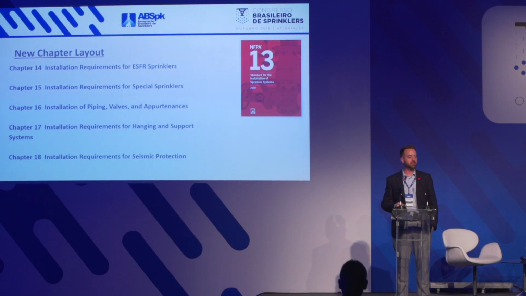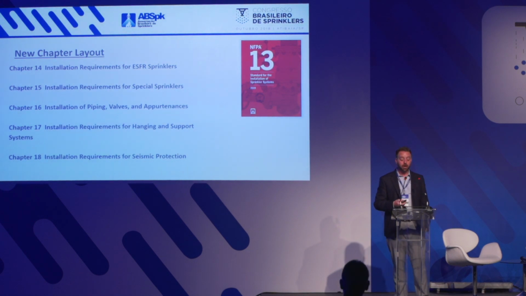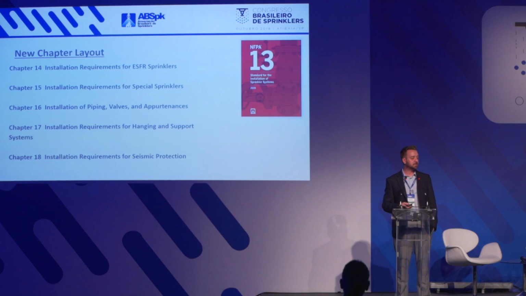By special sprinklers, it's going to be ones that don't fall into a specific category like an ESFR or CMSA, for specific types of areas. In Chapter 16, we're going to have the installation of piping, valves, and appurtenances. So that's going to be for sprinklers as well as your different pipes being used, whether it's steel piping or CPVC piping. Chapter 17 is going to be for hanging and support of the systems, where Chapter 18 is now going to be for seismic protection.